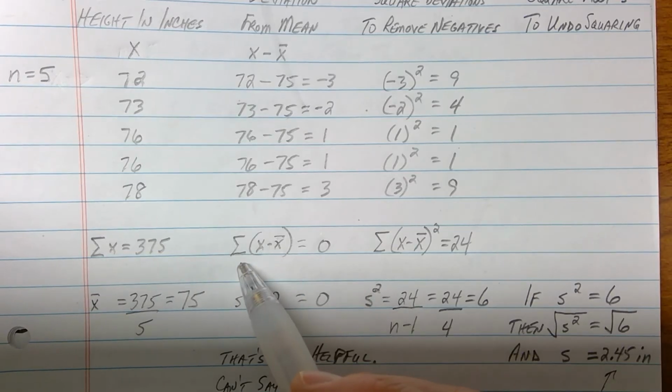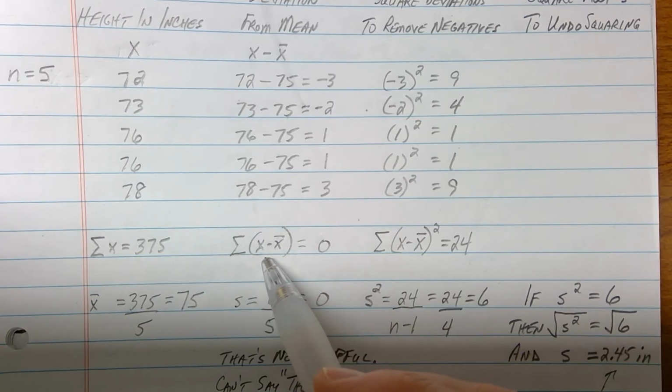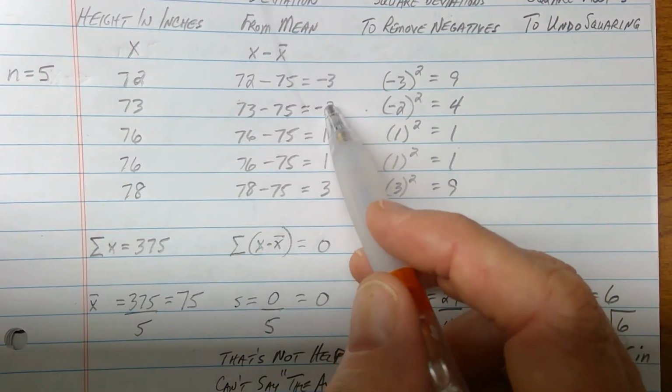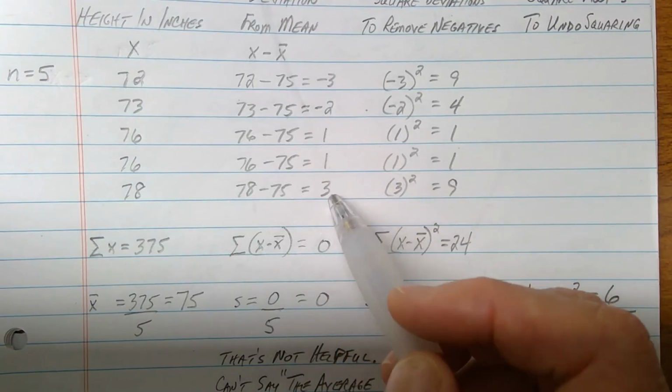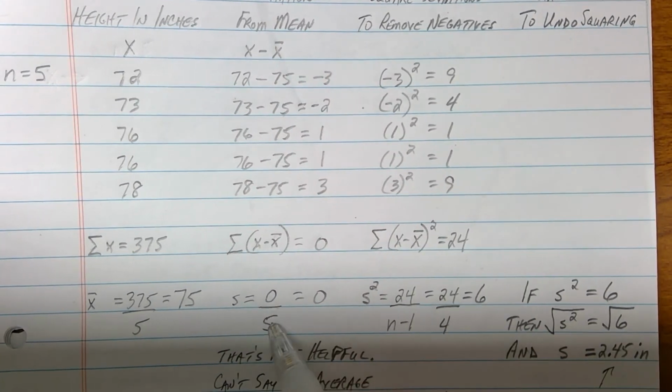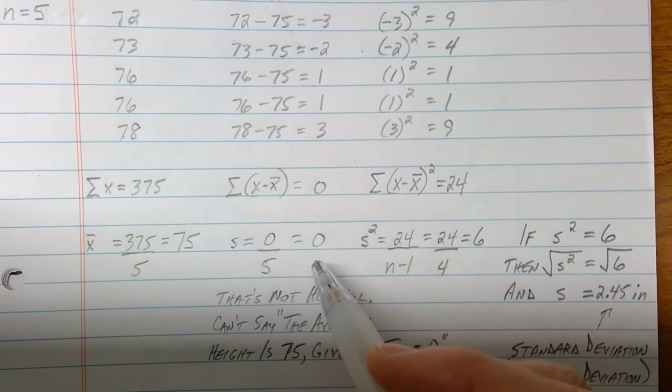This is the sum of my calculations here. How far did everybody deviate or differentiate from the mean? The sum of my deviations adds up to 0. These negative 5s cancel out the positive 5, and it winds up being 0. And when I try to average that, I get 0. And that's just nothing that makes sense.